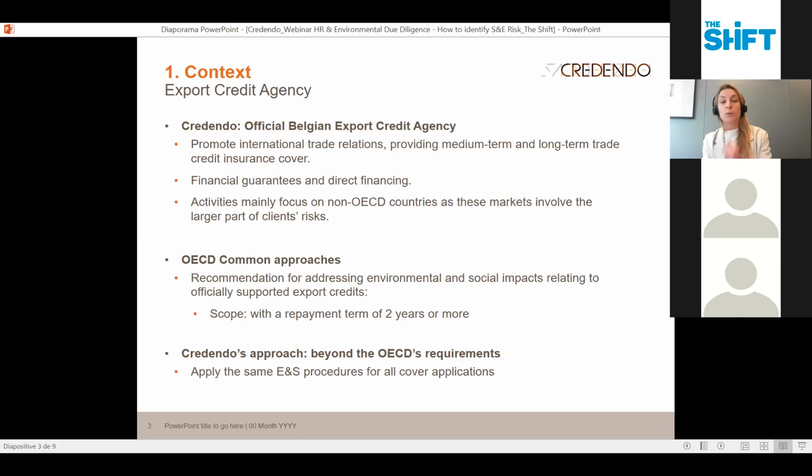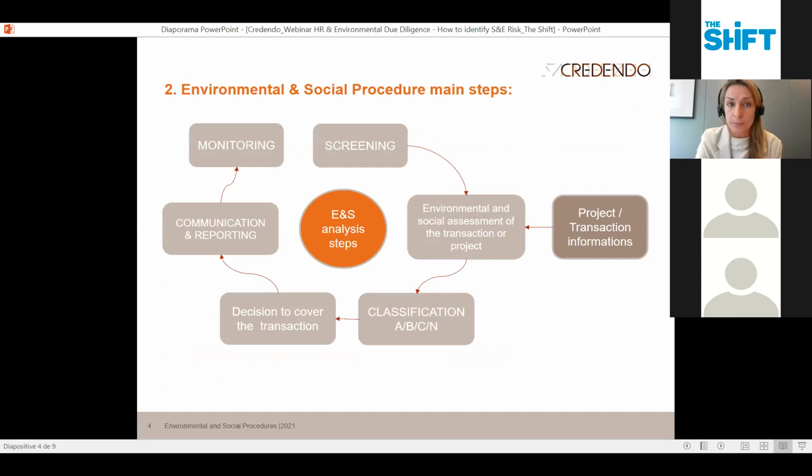But what I would like to specify is that Credendo, with its corporate social responsibility engagement, applies the same ESG due diligence procedures for all of its export credit agency transactions. So even the cash transactions, the investments, we will apply these procedures.